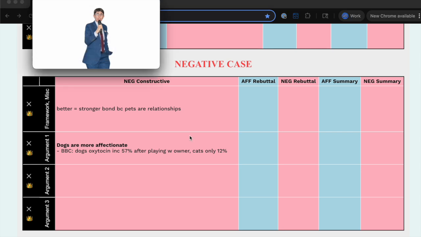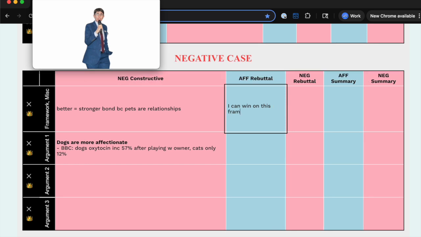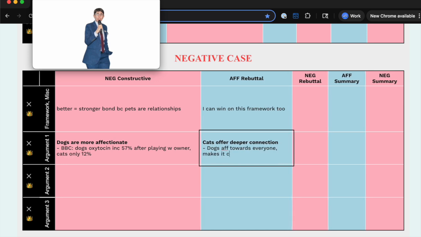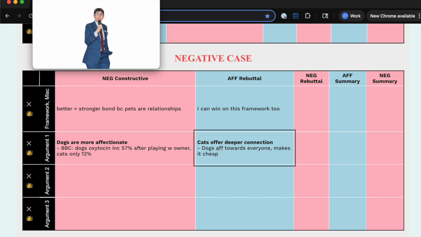But I can win even on my opponent's framework of establishing a connection. First, I'm going to respond to my opponent's case, and then I'm going to defend my own. So firstly, we can see that cats offer deeper connection than dogs do. Dogs will show affection to anyone, not just their owners. That's not a special bond or relationship. Most cats are only nice to you if they trust you, right? But a dog's love is cheap. It's not the same kind of connection that my opponent says he values so much.